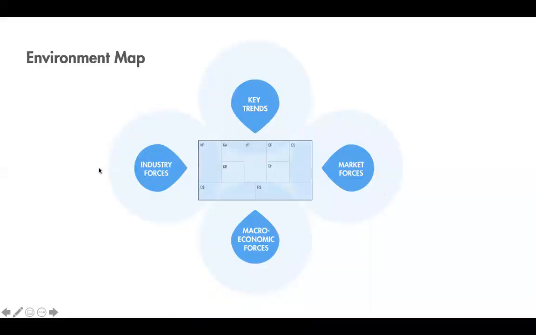So this is how the environment map looks like. It is everything that surrounds your business model. So from here, you look on the right-hand side, there are market forces, there are industry forces, there are key trends, and there are macroeconomic forces. We'll deep dive into each one of them in detail afterwards, right?